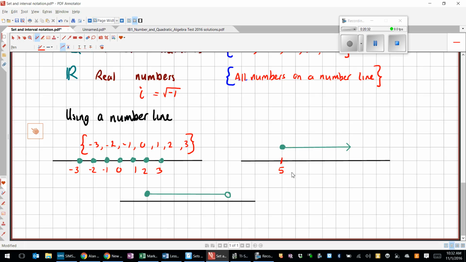If I were to write my full set notation, I would say x belongs to, and I would say what? x must be greater than or equal to 5. Okay, and that's it. I could say x is an element of.